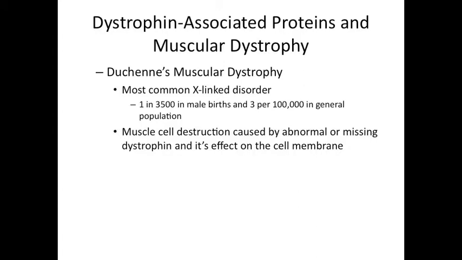Duchenne's muscular dystrophy is a dystrophin-associated protein muscular dystrophy. It's the most common X-linked disorder. You'll see it in 1 in every 3,500 male births and 3 in every 100,000 in the general population. It's marked by muscle cell destruction caused by an abnormal or missing dystrophin and its effect on the cell membrane.